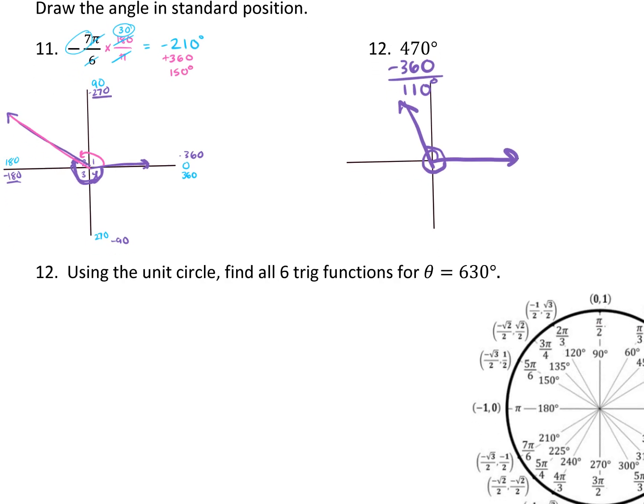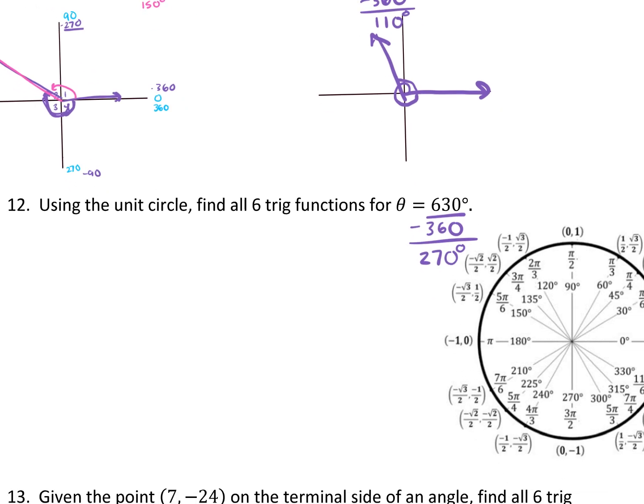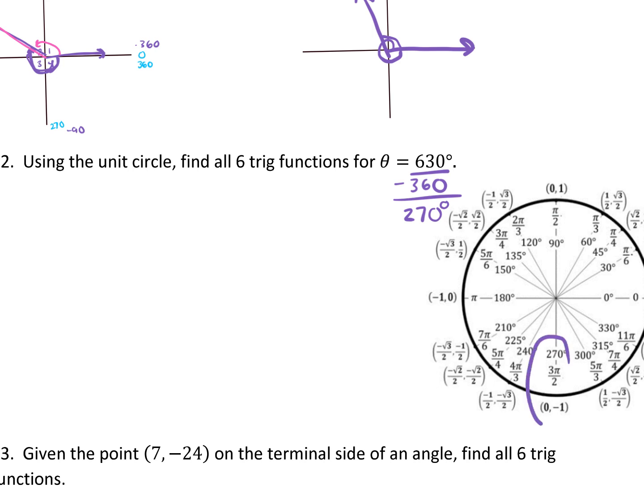Number 12 says use the unit circle to find 6 trig functions for theta when theta is 630 degrees. 630 degrees is not on our unit circle, so what would we need to do to find where it would be on our... Awesome, minus 360. We want to find the coterminal angle of it. When we subtract 360, what do we get? 270. Awesome. So we're going to go to 270 degrees on our unit circle. Our point would be 0, comma, negative 1.